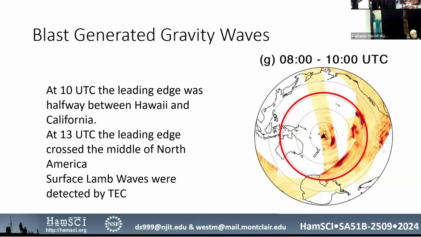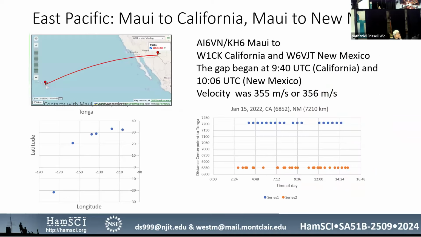A little later, 13 UTC, the leading edge crossed the middle of North America, and land waves were detected at this time by the differential tech. So I was thinking, well, we should look at the United States, and I'll show you the United States version in a minute, clear wave. And I thought, well, could we get something a little earlier? How about East Pacific? Well, that would be when it crosses between Hawaii and California.